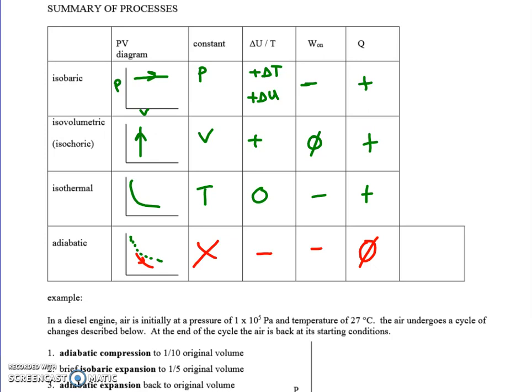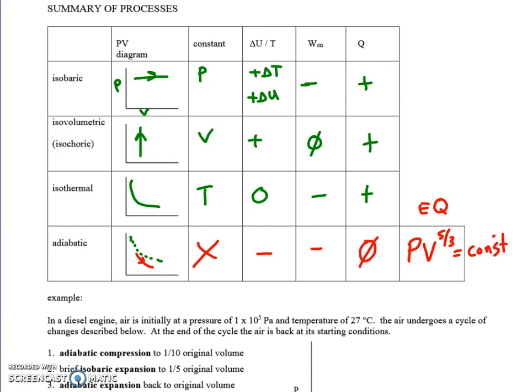And I think I have an equation that goes with this. Yep. So there's an equation that we can look at that says when you have an adiabatic expansion or compression, we see that P times V to the 5/3 power equals a constant.